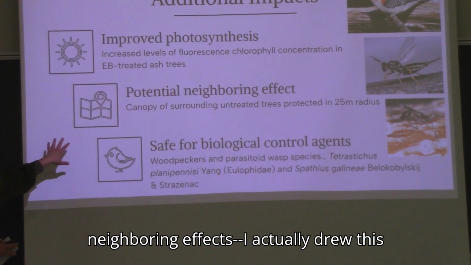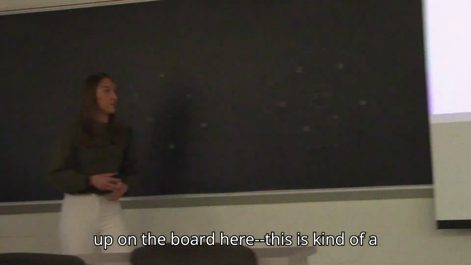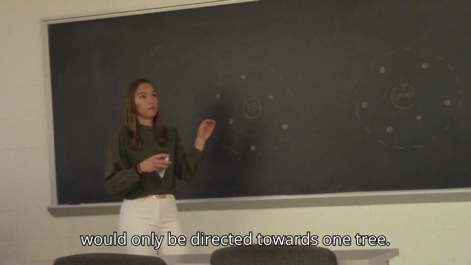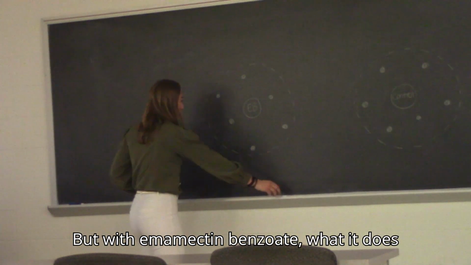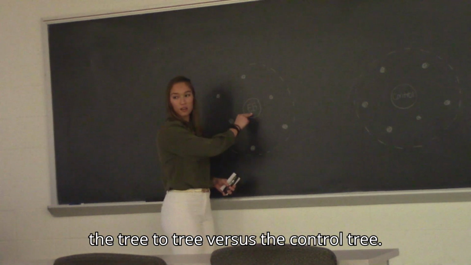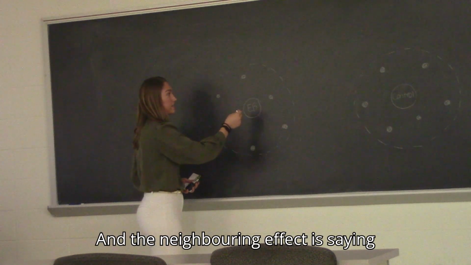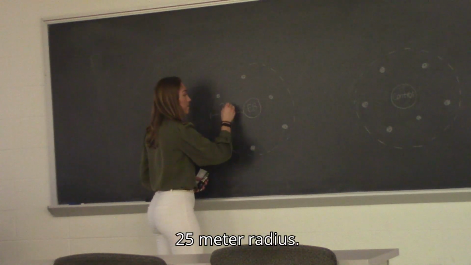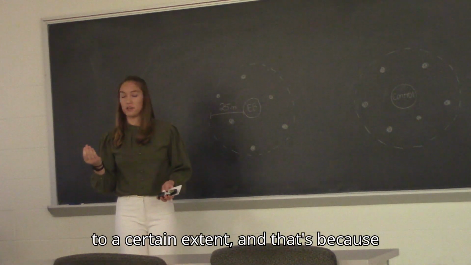With the potential neighboring effect, I actually drew this up on the board here. This is kind of a unique thing because typically treatments would only be directed towards one tree, but with emamectin benzoate, what it does is it protects its tree here. So this is the treated tree versus the control tree. And the neighboring effect is saying that any tree within this 25-meter radius around your tree is going to be protected to a certain extent.